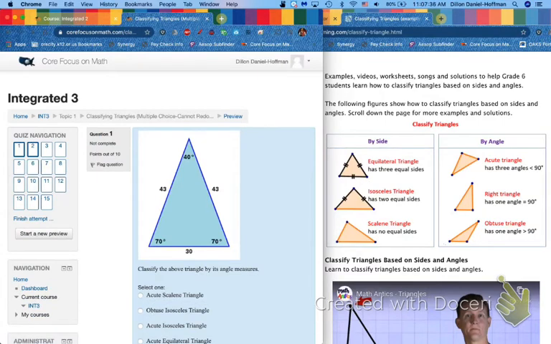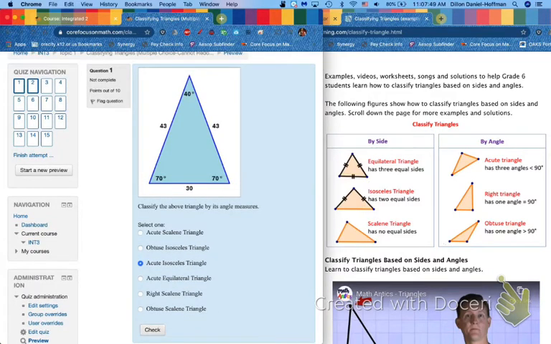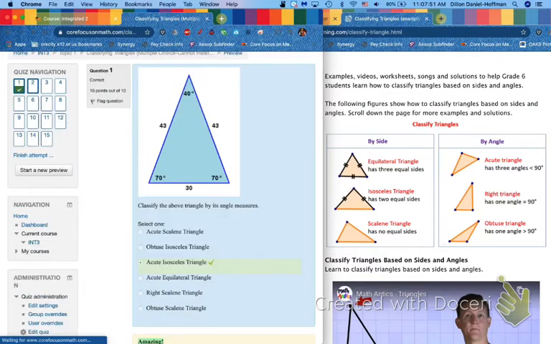So I see that I have the 3 angles less than 90, so that's going to be the acute triangle. And then how many sides are the same? 2 sides are the same. What's a triangle with 2 equal sides? That's isosceles. So it's going to be acute isosceles. All we're doing is matching up triangles next to our vocabulary.